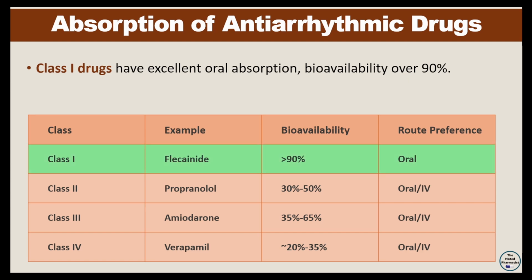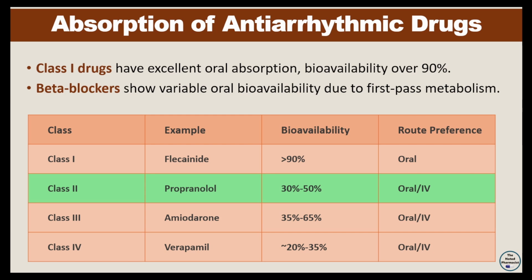Class 1 agents such as flecainide are well absorbed orally, with bioavailability exceeding 90%. Beta blockers like propranolol, however, undergo extensive first-pass metabolism, resulting in variable oral bioavailability ranging from 30% to 50%. Class 3 antiarrhythmic agents, such as amiodarone, exhibit an oral bioavailability ranging between 35% and 65%. In contrast, Class 4 agents, like verapamil, demonstrate a lower bioavailability, typically within the range of 20% to 35%. Intravenous options bypass absorption concerns and are used in acute settings.